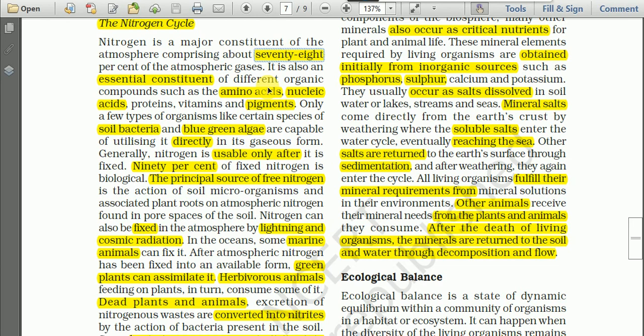And we must know that nitrogen is also an essential constituent of different organic compounds, such as the amino acids, then nucleic acids, proteins, then vitamins and pigments. Okay, so nitrogen is also an essential constituent of different organic compounds, such as amino acids.